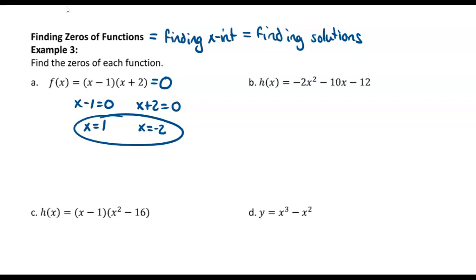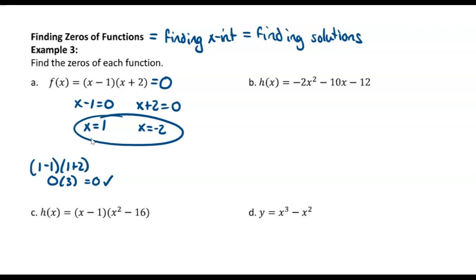They are called that because if you plug them back in, check out what happens when you plug 1 back in. So you see you get 0 times 3, which is 0. So that's why they're called zeros, is because when you plug them back in, the solution is 0.